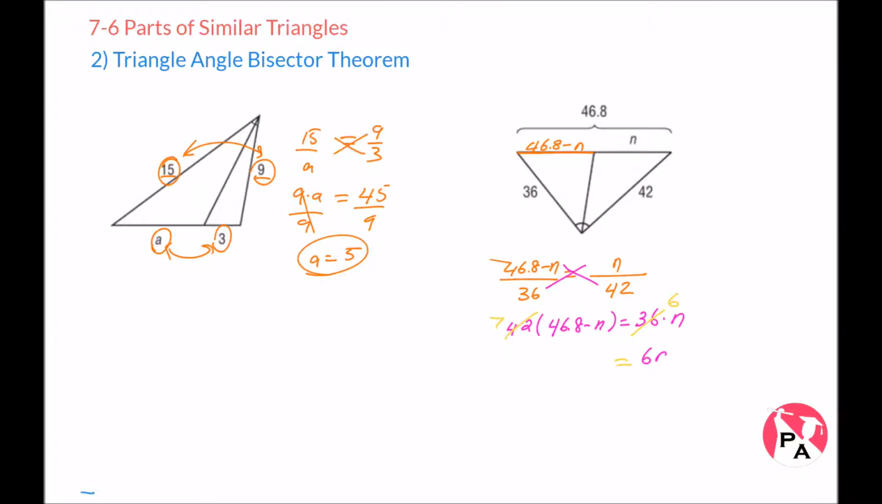On the left hand side, we are going to distribute 7 into these two. 7 times 46.8 is equal to 327.6, minus 7 times n, which is 7n. If we add 7n on each side, the right hand side becomes 13n, and the left hand side stays the same, 327.6. At this point, we are going to divide each side by 13. So n would be equal to 25.2.